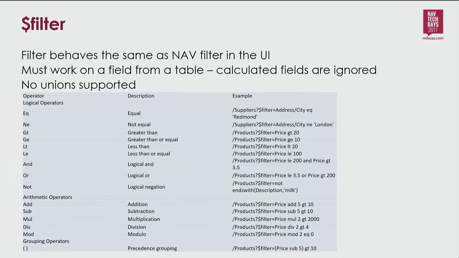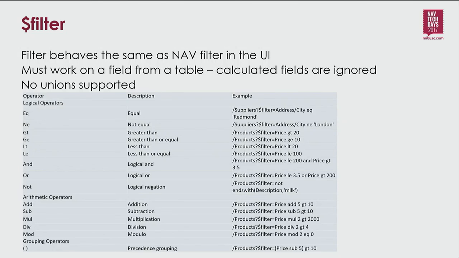Then we have a $filter, which is a cool functionality. So basically it behaves exactly the same as the UI filter, and you can filter on the APIs. Since it is behaving the same as the UI filter, the same limitations apply as in the UI. Namely, you cannot filter on the calculated fields. That's going to be ignored. Also on the global variables, that's also going to be ignored. And no unions are supported.